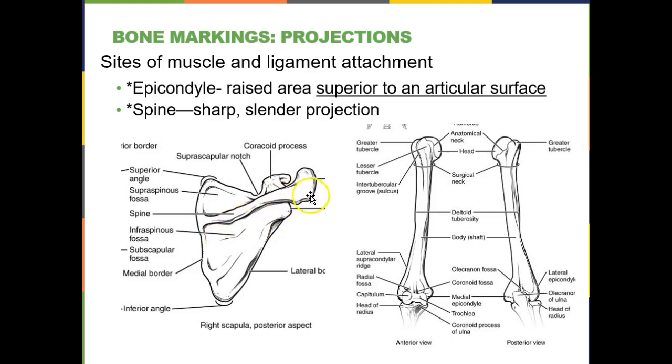Spines just stick straight out, so unlike a crest, they protrude further from the bone and are generally a little bit pointier and longer than a crest.